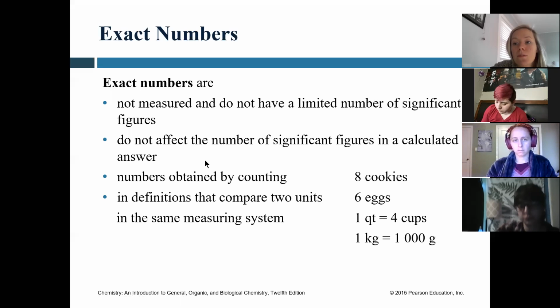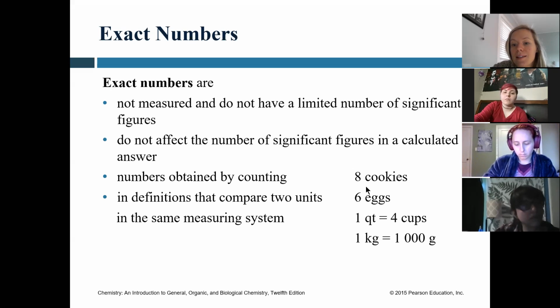Okay, measured values are different than exact numbers though. So exact numbers are going to be anything that's not measured and they don't have a limited number of significant figures. So they do not affect the number of significant figures when you're running a calculation. They're numbers obtained by counting, or they come from definitions like a conversion factor. So all these are examples of exact numbers.